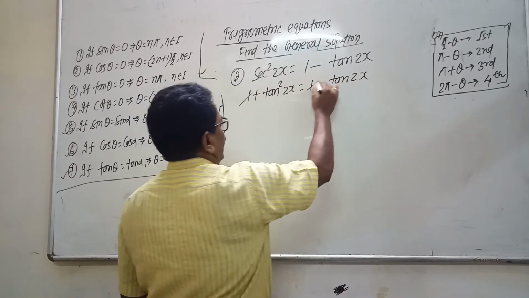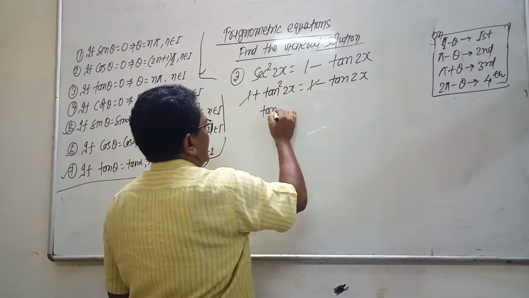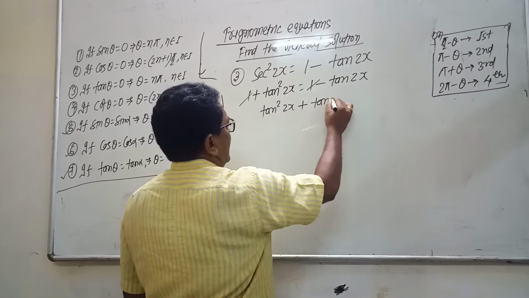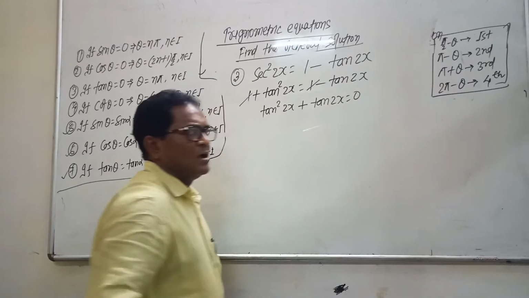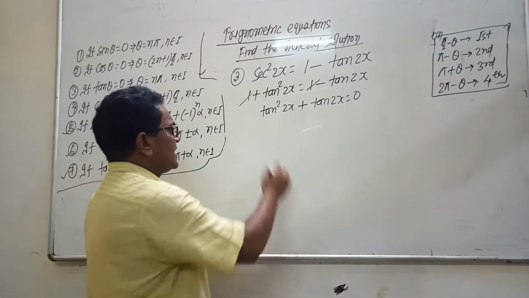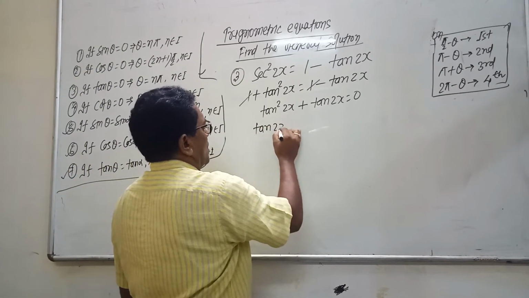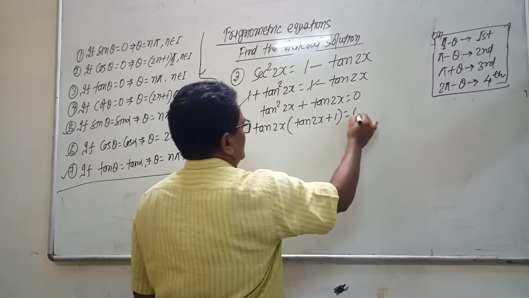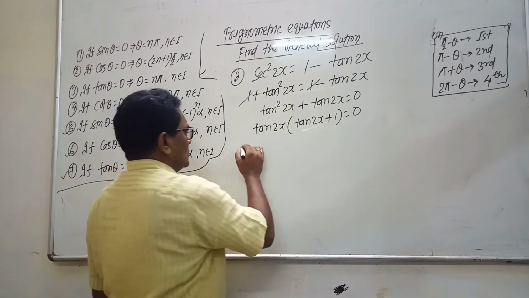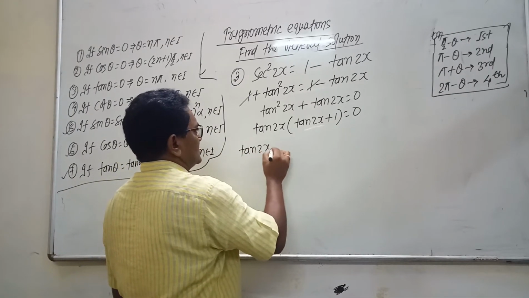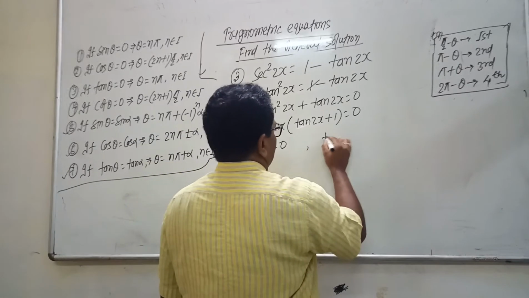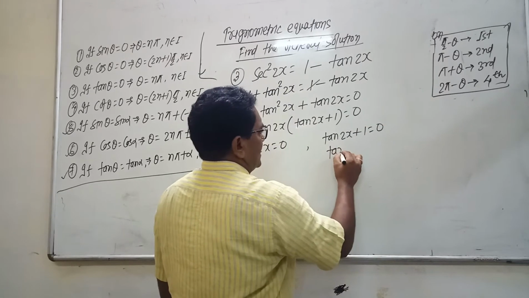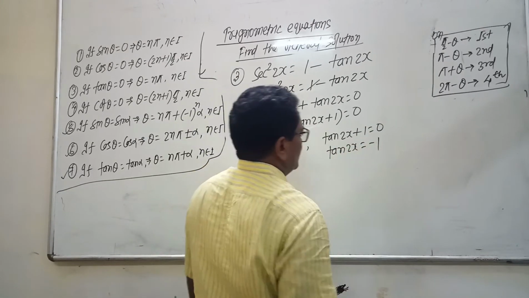From both sides 1 gets cancelled and we get tan squared 2x. The tan 2x will go on the left side, becomes positive, so tan squared 2x plus tan 2x equals 0. From these two terms we will take tan 2x as common. So we get tan 2x times (tan 2x plus 1) equals 0. So it gives two values. One is tan 2x equals 0 and the other is tan 2x plus 1 equals 0, and from here tan 2x equals minus 1.